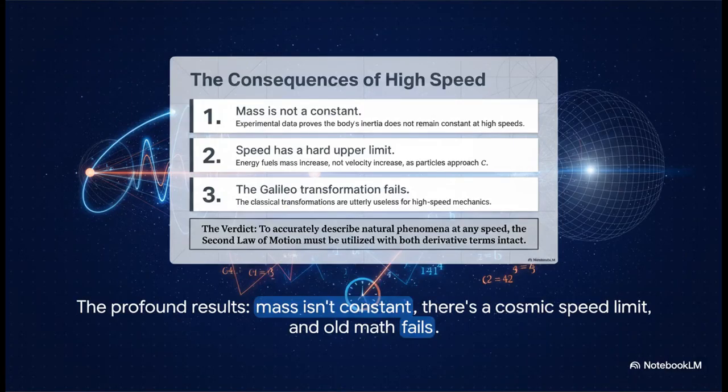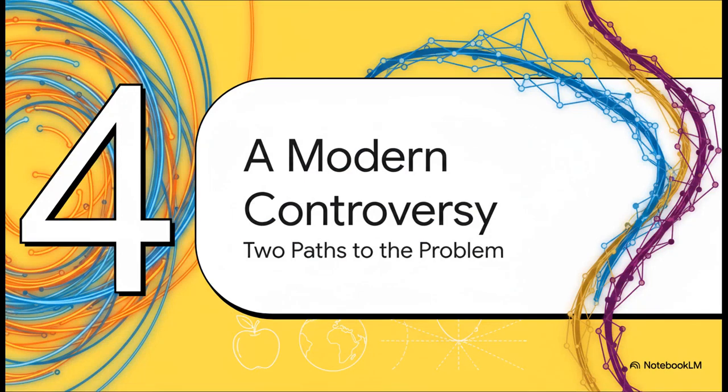The fallout from this is huge. It means mass isn't some fixed constant thing. It means there's a cosmic speed limit, because eventually energy just makes you heavier, not faster. And it means the simple math we use to add speeds together just breaks. To really describe how things move at any speed, you need both pieces of Newton's law. So, if the experimental evidence for both terms is so solid, why isn't this how we all learn physics?